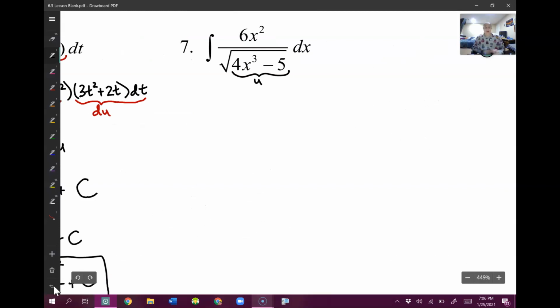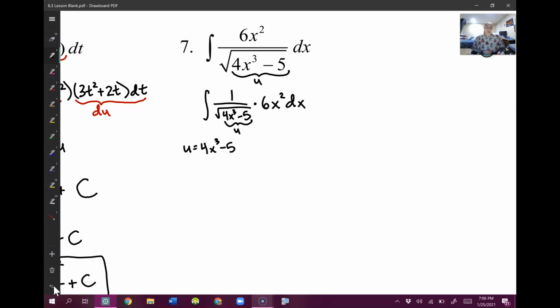Okay, let's try number 7. Now, before you get started on number 7, I'm going to slightly rewrite this as 1 over square root of 4x cubed minus 5 times 6x squared dx, which we know is the same thing because this is just multiplying across. But having it written this second way is going to help you see your du a little better. So I already told you that u needs to equal 4x cubed minus 5.